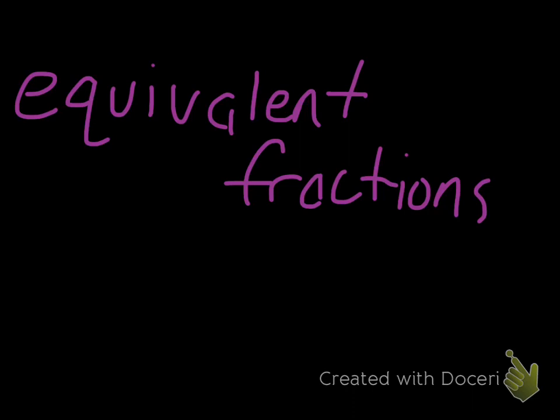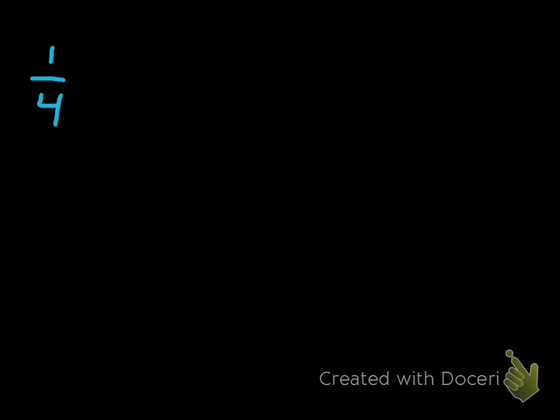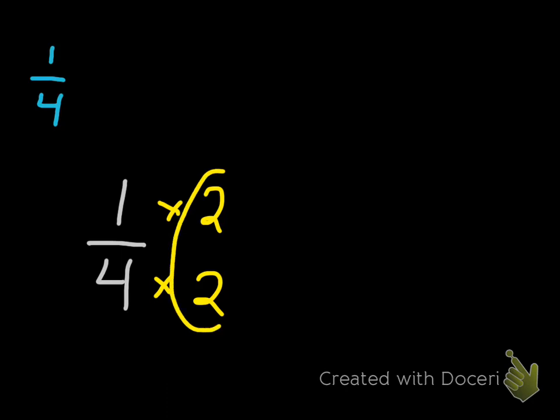One way that we can find common denominators is by using equivalent fractions. Remember from last year, equivalent fractions are two fractions that are equal. Let's say we're starting with the fraction 1/4. In order to find an equivalent fraction, we multiply both the top and the bottom by the same number. So if I'm trying to find a fraction that's equivalent to 1/4, I'm going to take the top number times 2 and the bottom number times 2. These two numbers always have to be the same.